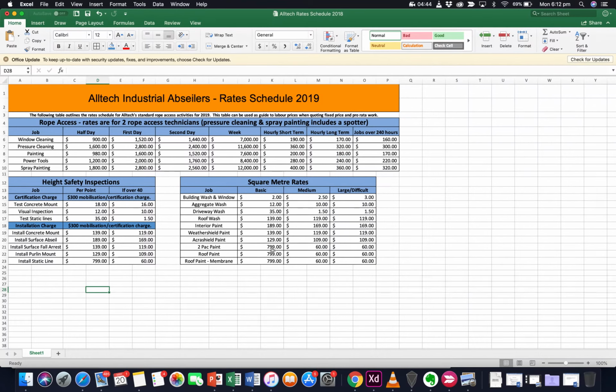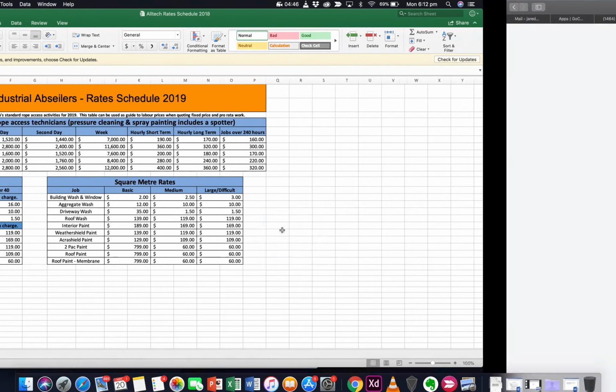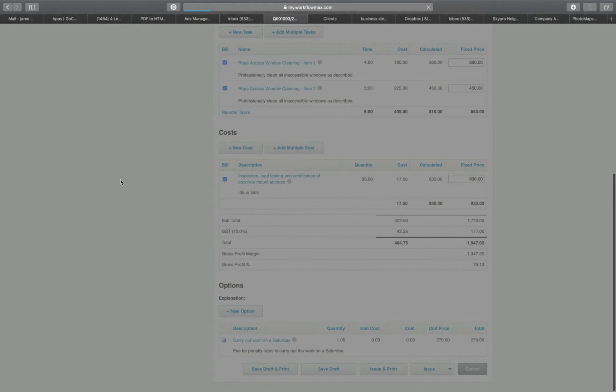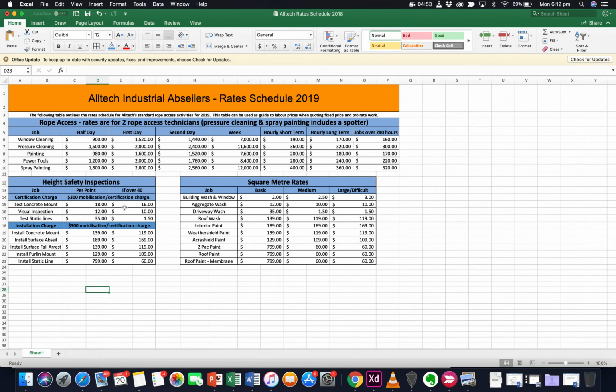Okay, so let's come back here now. Let's look at, actually I'll just better cancel that. So that's a similar thing with the static lines here, $35 per point. What that actually means is it's $35 for a static line, the starting price.